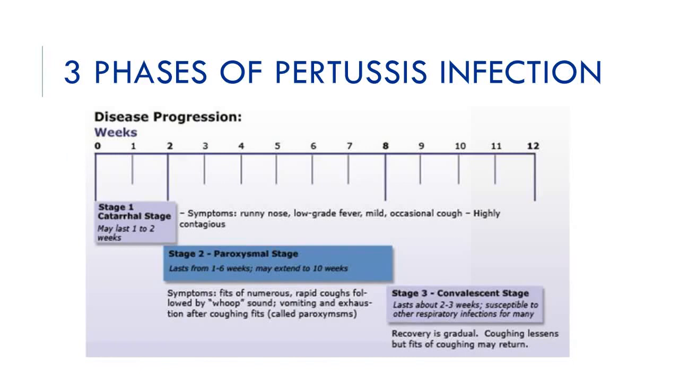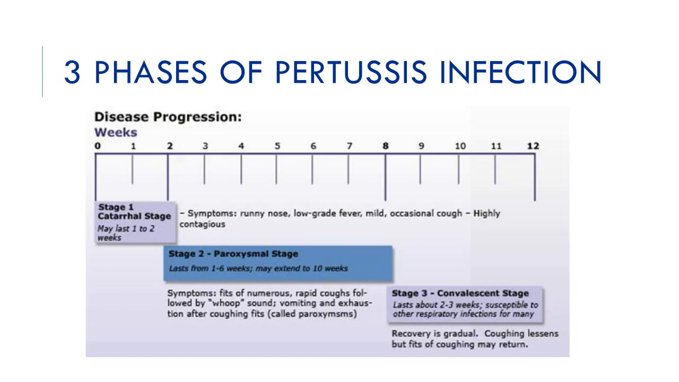Here you can see the 3 phases of pertussis infection. The catarrhal stage, again, which is the first stage, can last from 1 to 2 weeks, and again, show those nonspecific symptoms of runny nose, perhaps a low-grade fever, a mild and occasional cough, and again, is very highly contagious at this catarrhal stage.